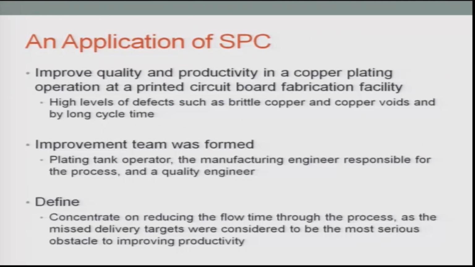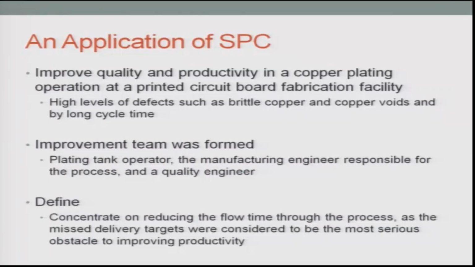An application of statistical process control to improve quality and productivity in copper plating operations at a printed wiring board fabrication facility can be done. High levels of defects such as brittle copper and copper voids were there in the long cycle. So, they can be reduced in the actual run such that you are able to improve the quality. Improvement teams were formed, trying to find out the defect in the tank and improve the overall working of the process.